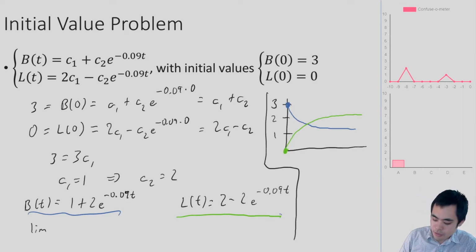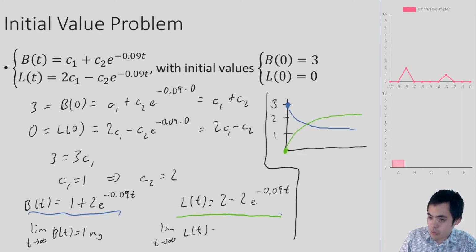You can also see this because the limit as t goes to infinity of b of t is equal to 1 milligram, and the limit as t goes to infinity of L of t is equal to 2 milligrams.